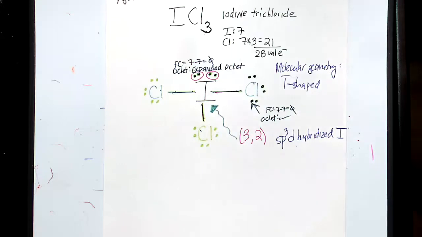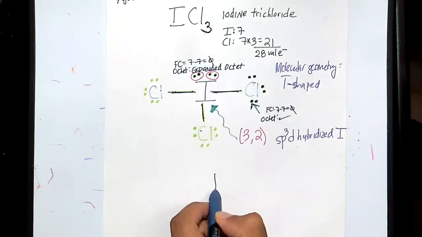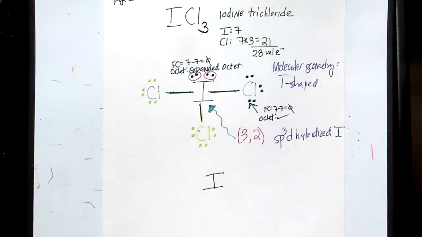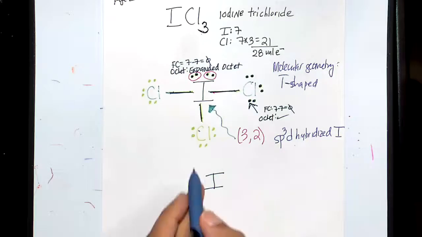Okay. So let's see if we can draw this in 3 dimensions, recognizing that this Cl, that Cl, and this Cl, and this iodine are all on the same plane. Okay, the same plane of my chest. So we have this iodine here. We have a Cl, Cl, and a Cl down.